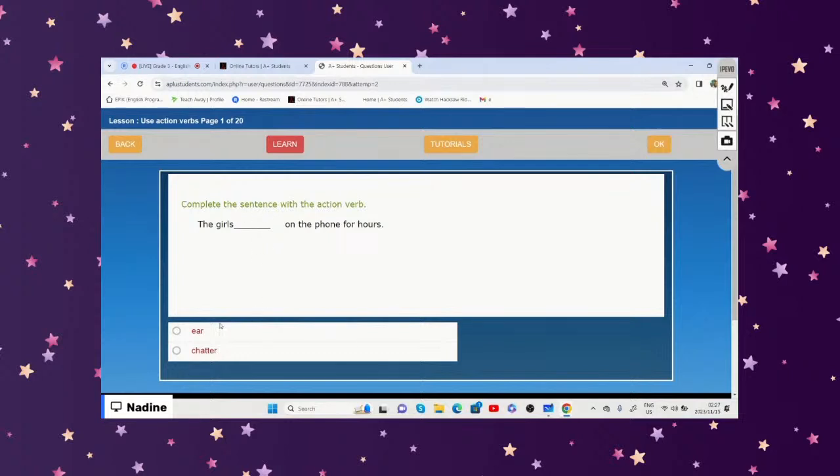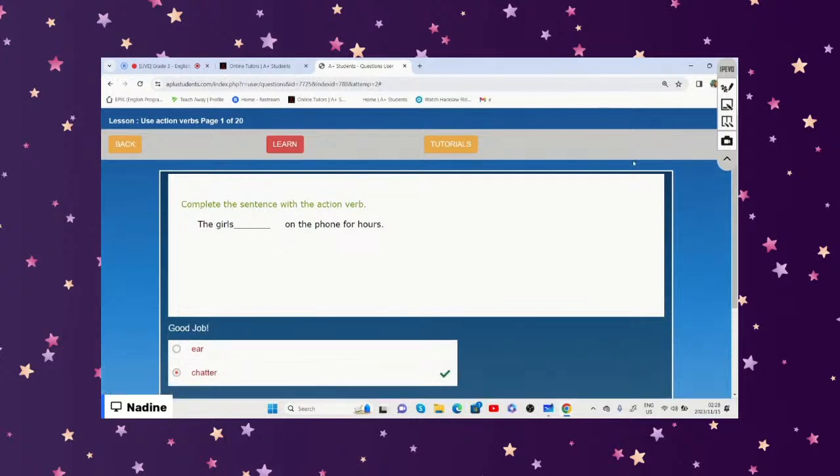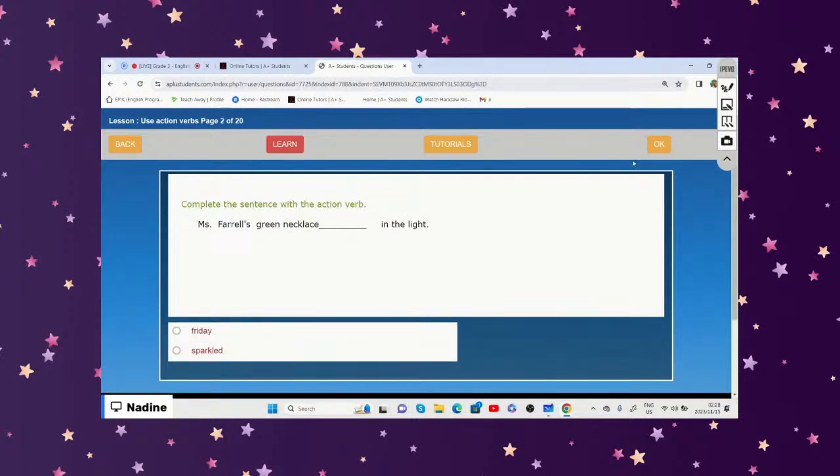All right, so we can say the girls chatter on the phone for hours, and chatter is correct because you cannot hear. Okay, we can also say chat. Chat is perfect. It sounds correct, right? So the girls chat on the phone. But remember, we can't say the girls chatting unless we're saying the girls are chatting, right?